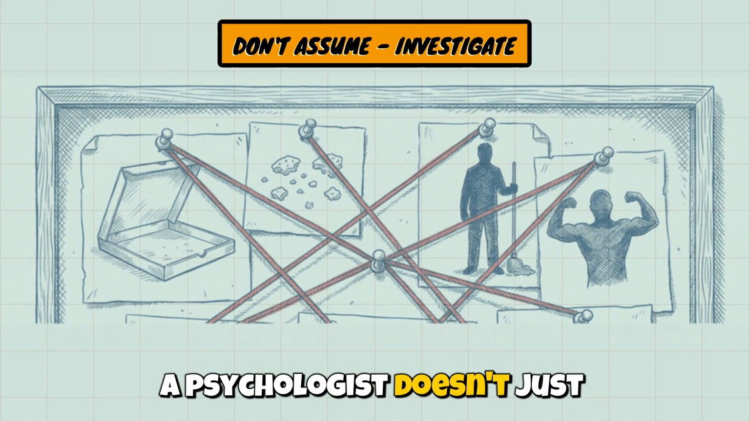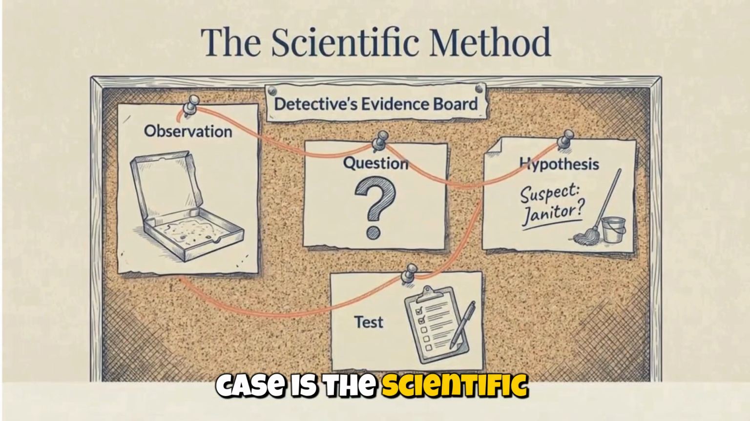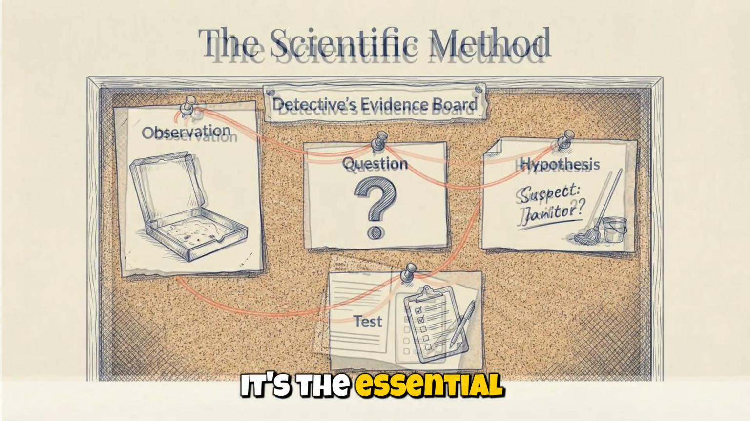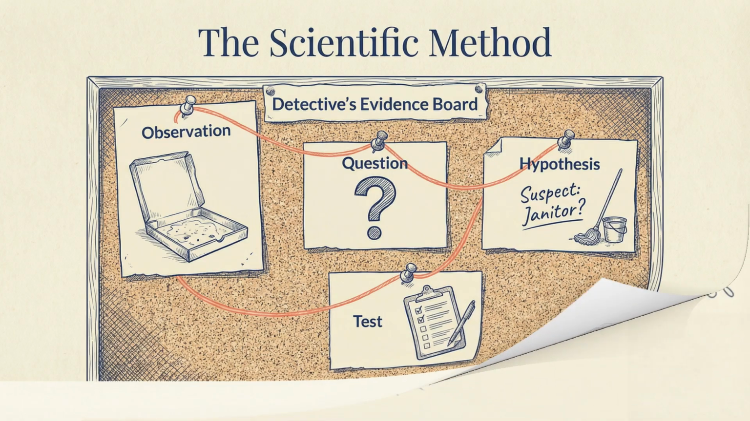A psychologist doesn't just say, the janitor did it. They build a case, and the blueprint for that case is the scientific method. It's the essential framework that separates psychological science from mere opinion.